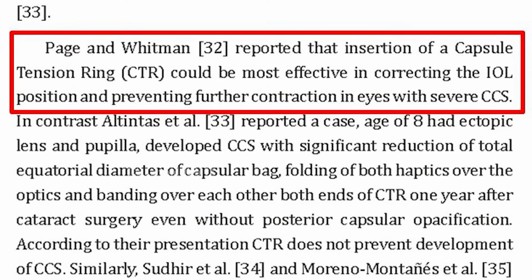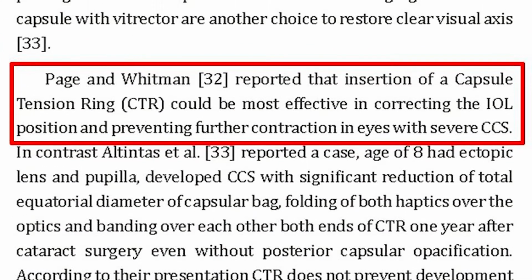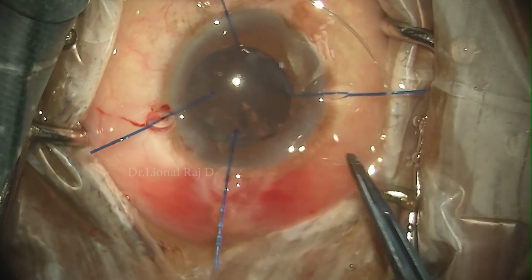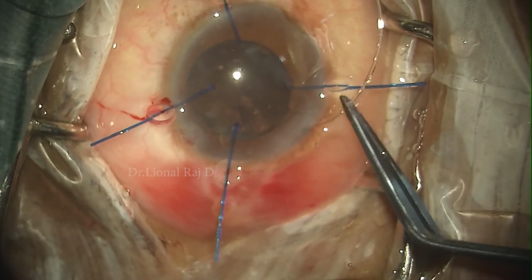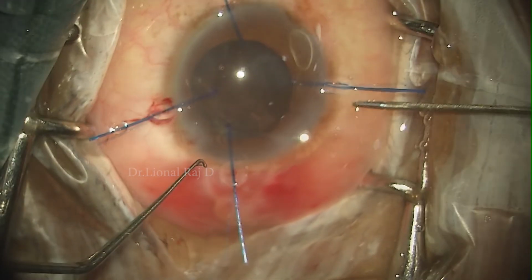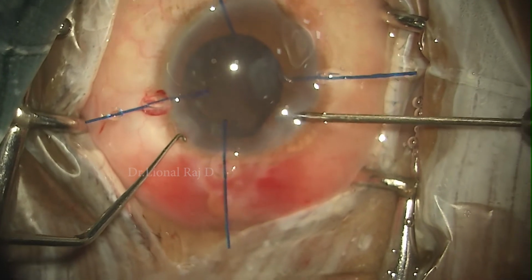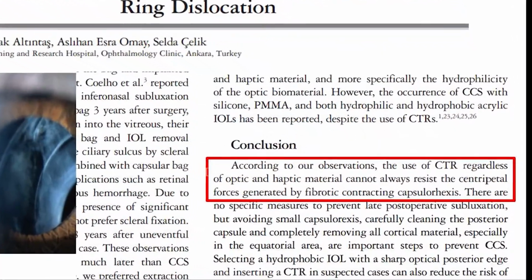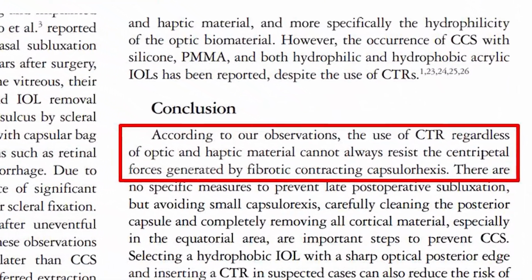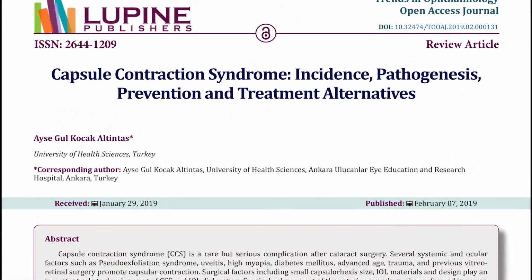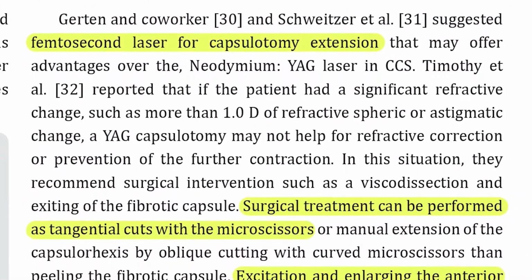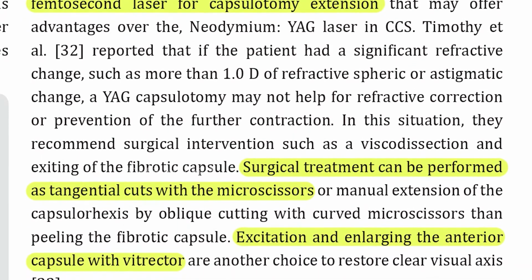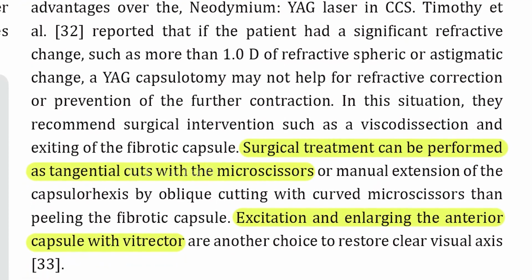The role of intraoperative capsular tension rings in suspected cases could be an effective measure in correcting IOL position and in preventing further contractions, stated by Page and Whitman. Perhaps CTR cannot always resist the centripetal forces generated by the contracting capsular axis and may show a progressive decentration. Gerton and colleagues found the use of femtosecond lasers induce secondary capsular axis, and so are the use of microsurgical scissors and automated vitrectors to relax contracted rhexis margins.